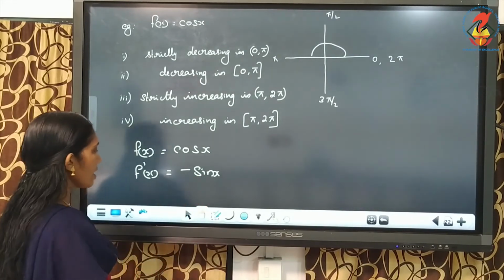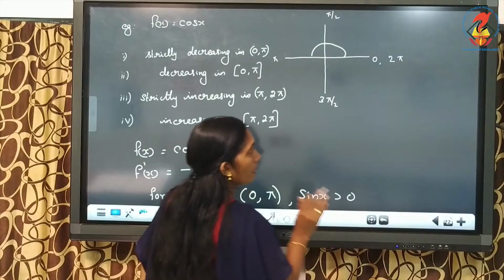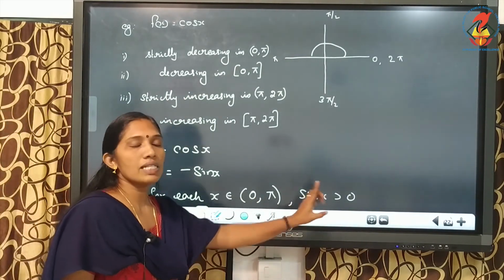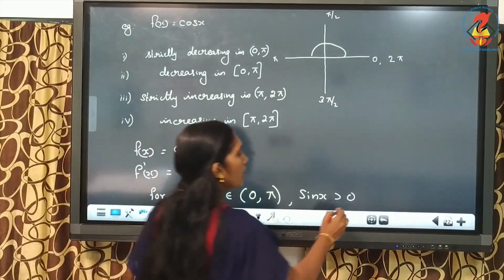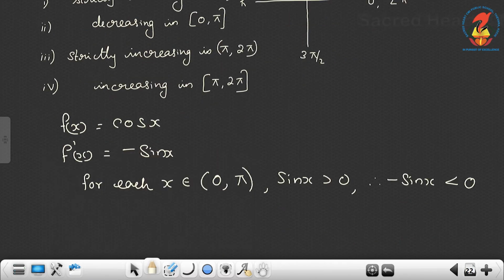So for each x belongs to the open interval 0 to pi, sin x is positive. When we take any x from that interval, except these two points 0 and pi, sin x is positive. Therefore minus sin x is negative. So we can write f dash x. What is f dash x? Minus sin x, that is negative. F dash x is negative. F of x is cos x, f dash x is minus sin x.